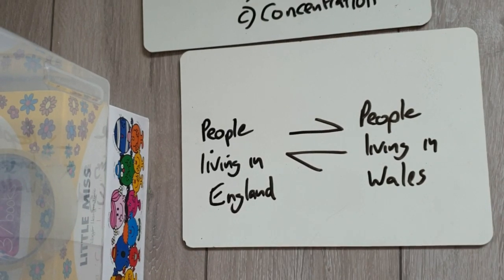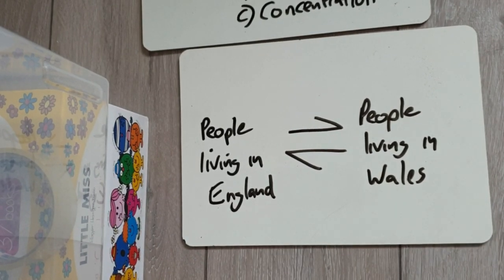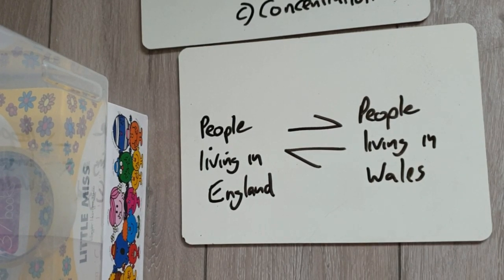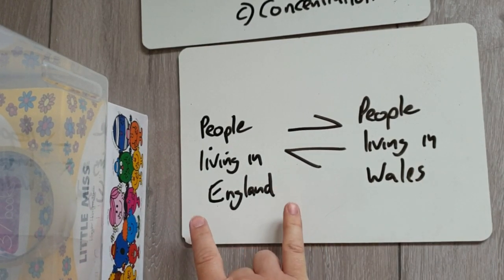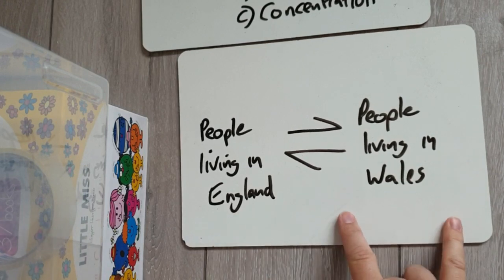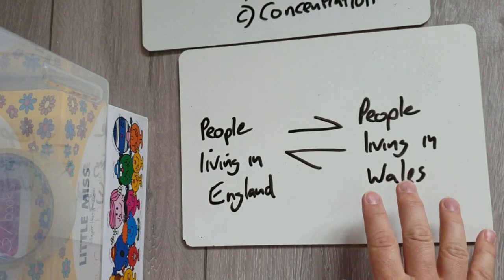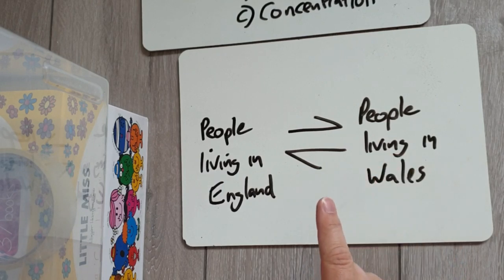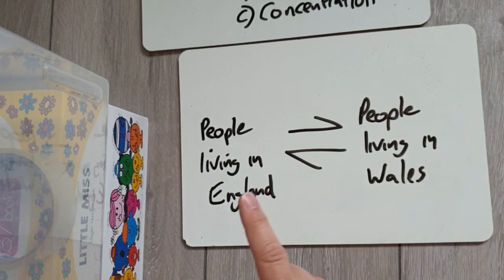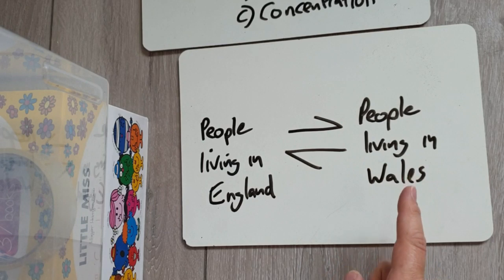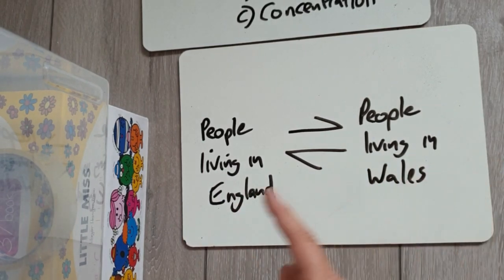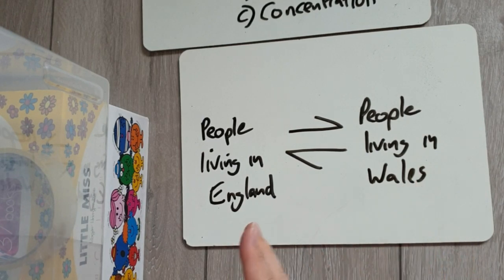People living in England, people living in Wales. Let's say that's an equilibrium. Again, I'm going to make up ridiculous numbers just to make this easy. Let's say 90% of people live in England, 10% of people live in Wales. That stays the same, 90 and 10. But it's a dynamic equilibrium because constantly people are moving from England to Wales, and people are moving from Wales to England. Individuals are moving back and forth across the Severn Bridge, but the total number of people in both countries stays the same.